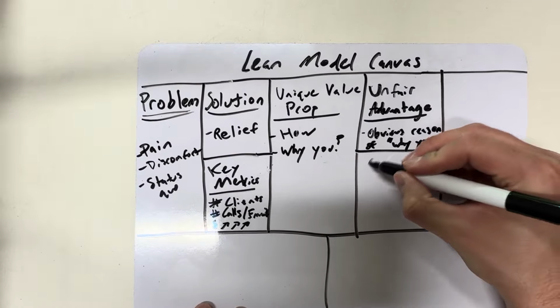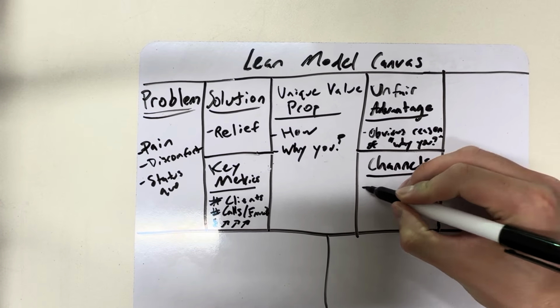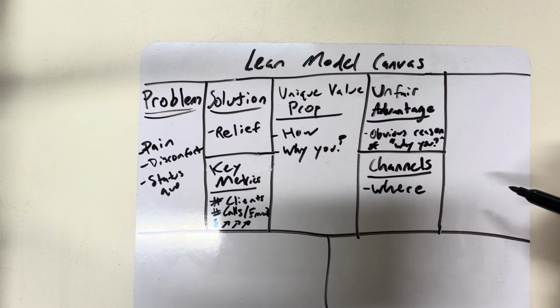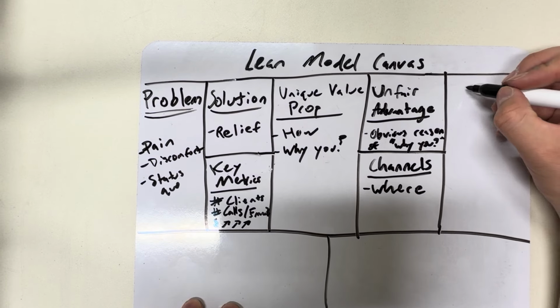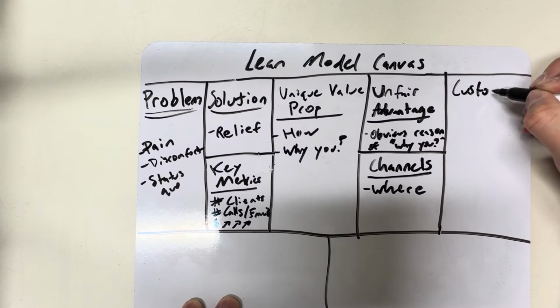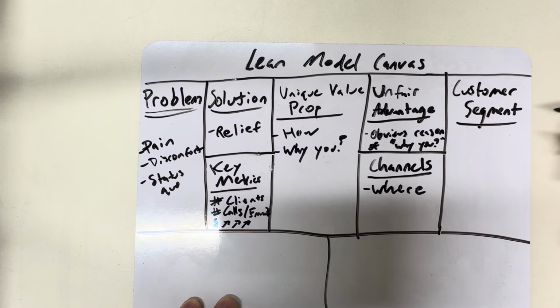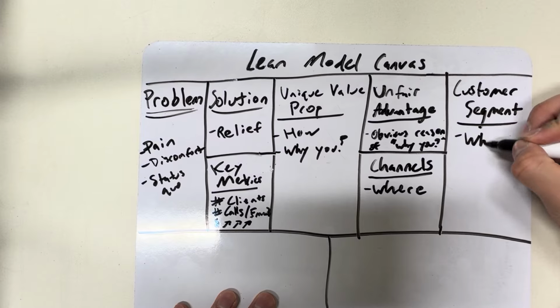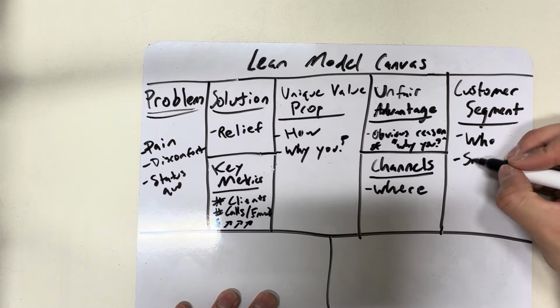Okay, so the next one is channels. So this is just where you are going to reach your customers, right? So actually, let's go over this and the customer segment together. So customer segment. Let's go back to the realtor example. A customer segment is just who, and then specifics.